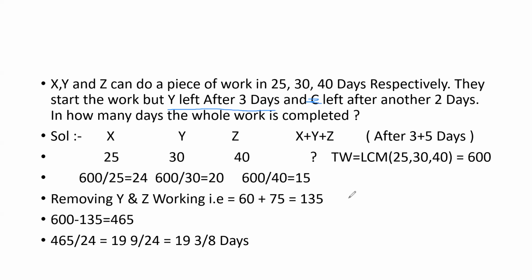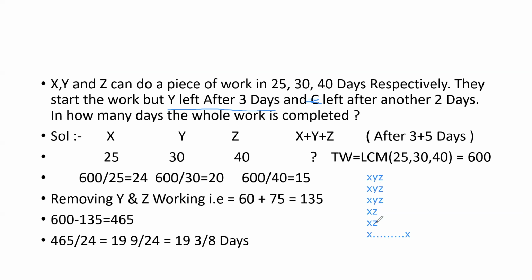Now we have to observe that on the first day X, Y, Z work, the second day X, Y, Z work, the third day X, Y, Z work, and on the fourth day Y is removed from the work, and the fifth day Z also leaves. After 5 days only X works and continues until the work is finally completed. Here Z works for 5 days and Y works for 3 days.